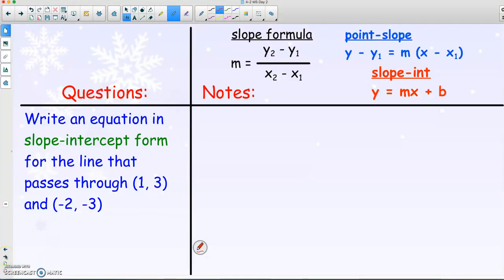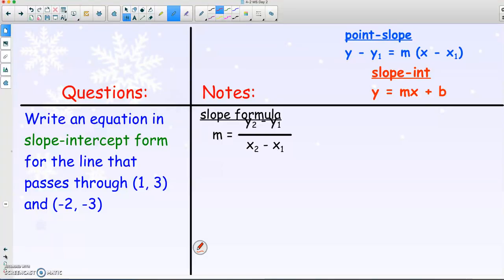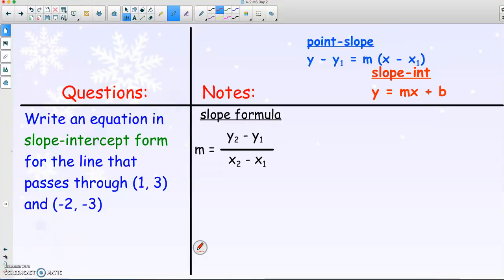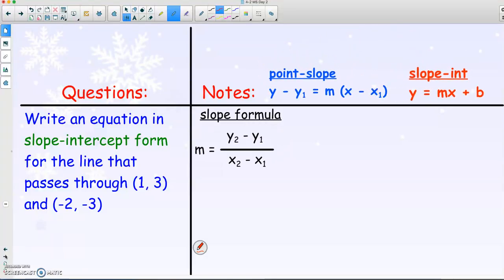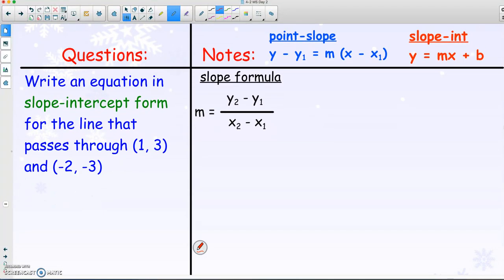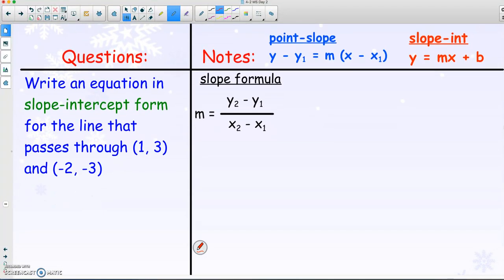So our first example says write an equation in slope-intercept form for the line that passes through (1, 3) and (-2, -3). Notice I've got 3 formulas up here. I'm going to start with the slope formula because if we're given 2 points on a line, the first thing that we need to do is use them to find the slope of the line. So it's very important to label your ordered pairs.